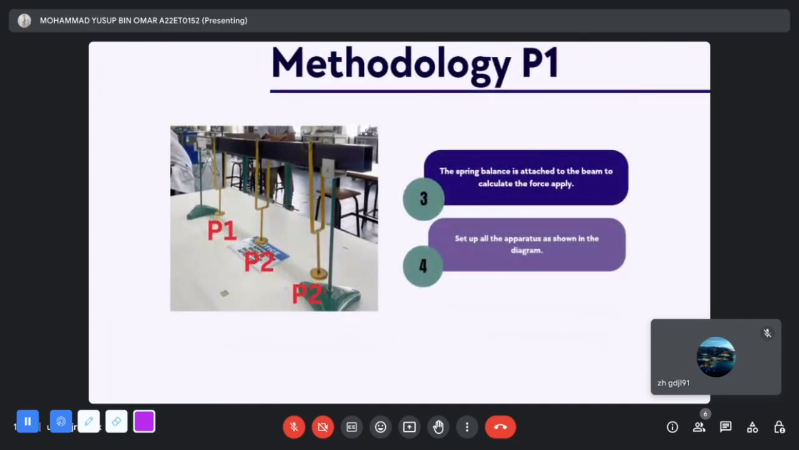So the third step is that the spring balance is attached to the beam to measure the force applied. As you can see, the spring balance is placed at P1, P2. Then set up all the apparatus as shown in the diagram.